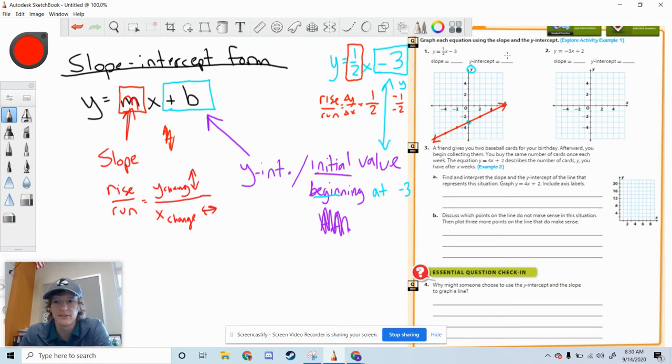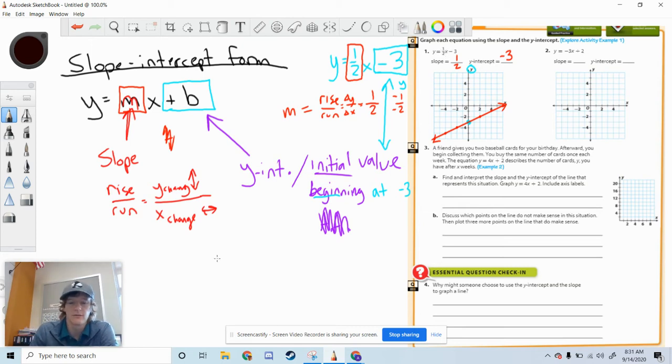And now we need to fill in these 2 blanks. We already figured them out. Our slope was 1/2. And our y-intercept was -3. And that's that for number 1. So we started at our beginning value, which was -3, and then went up 1 to the right 2, up 1 to the right 2.